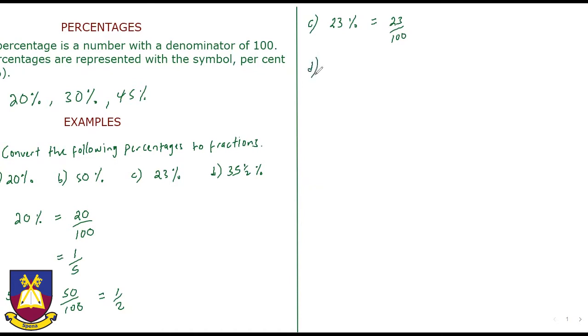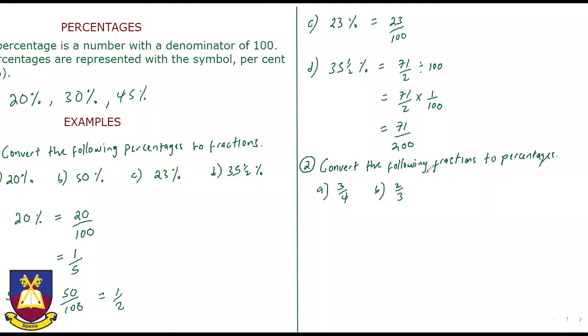Then part D is 35.5%. We can first convert this. This is like 70 plus 1, that's 71. So that's 71 over 2, then divided by 100. It becomes 71 over 2 times, you remember how to divide fractions. You multiply by the reciprocal of this, which is 1 over 100, and the fraction becomes 71 over 200. That's how we express percentages as fractions.